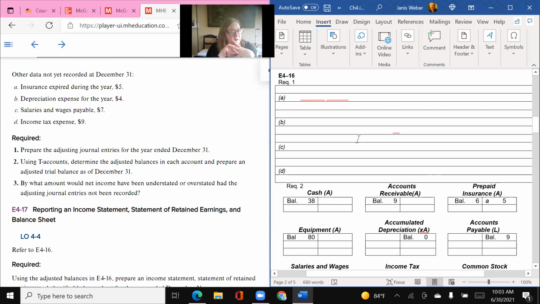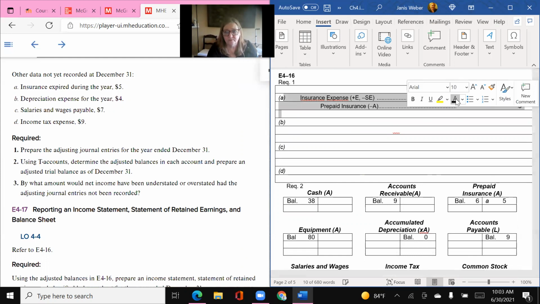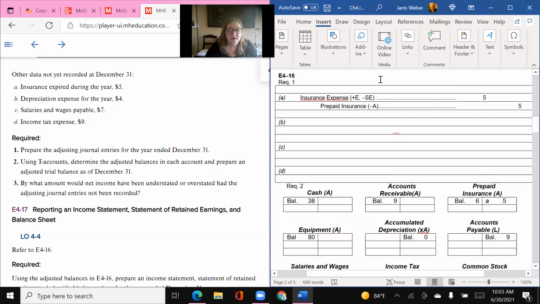So let's see, the first one, A, insurance expired during the year. If they give you an expired insurance, they're trying to say you need to record this as an expense. The insurance that's prepaid is unexpired. So if insurance is expired, that means it's expense. So what they want you to do is to debit insurance expense and credit prepaid for that amount. And it's 5, which is 5,000, but we're just going to do it in the same format they have it.